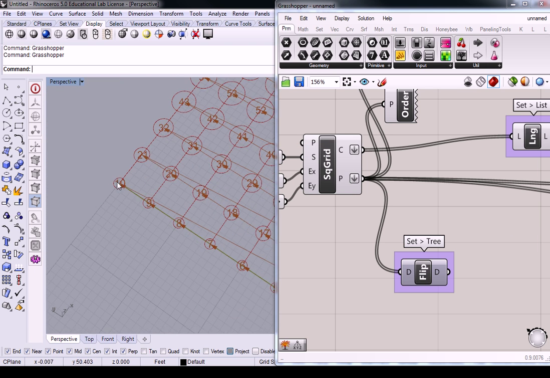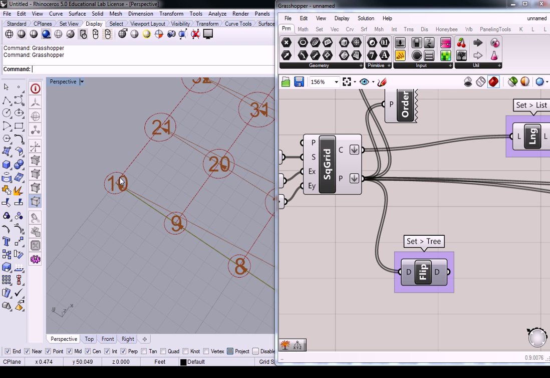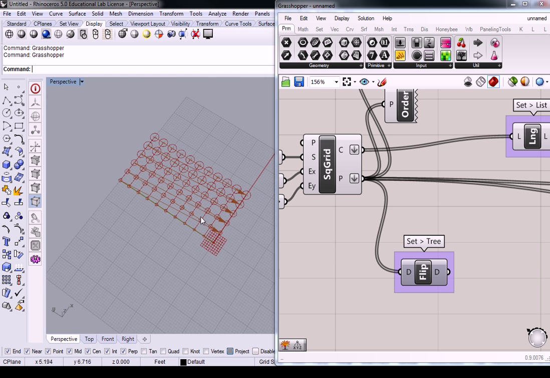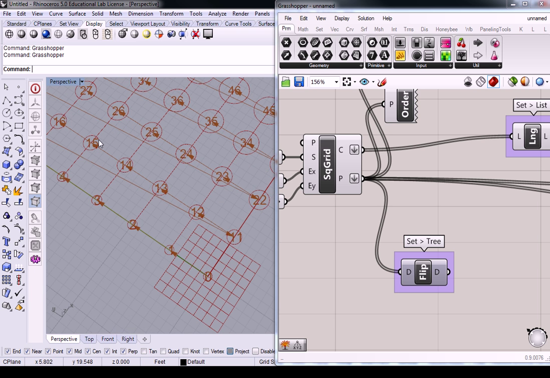So it goes all the way to the end to 10, and then it returns back to where the second set of data was, and it continues the count. It goes 11, 12, 13, 14, so on and so forth all the way down.